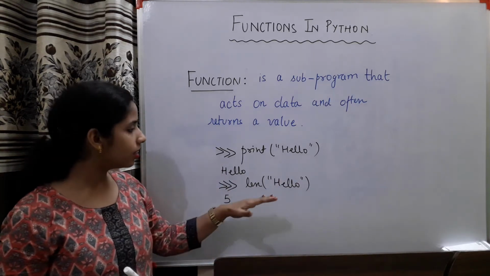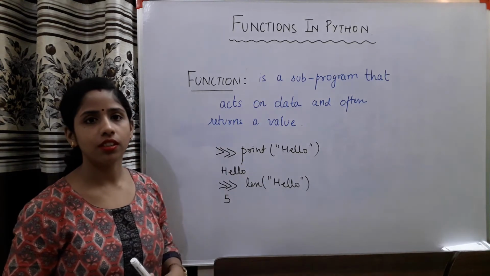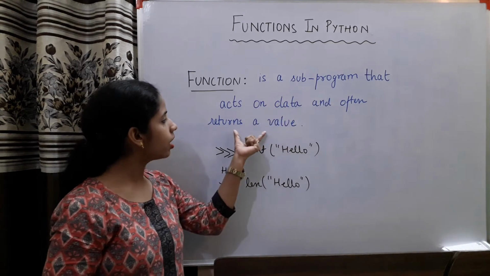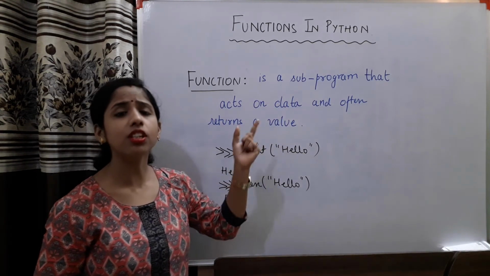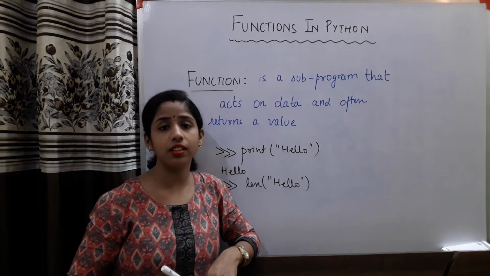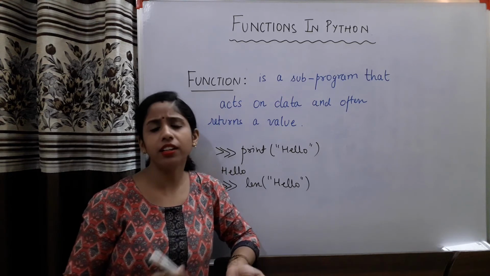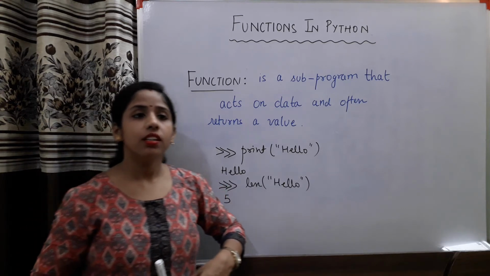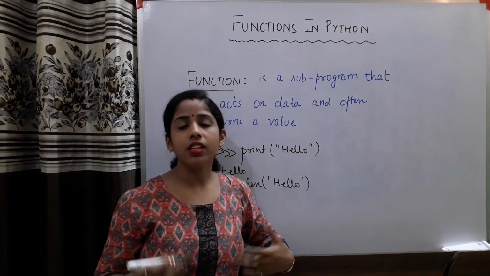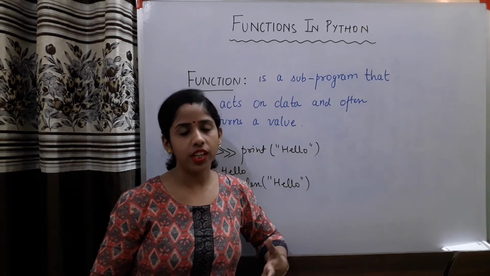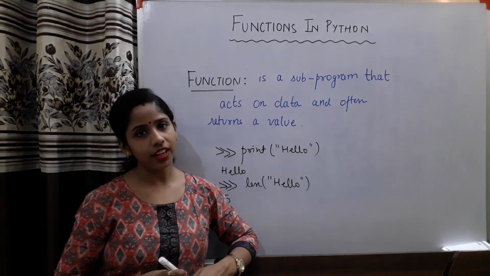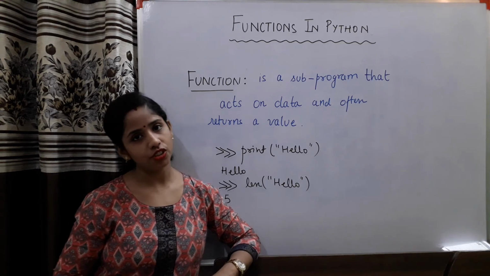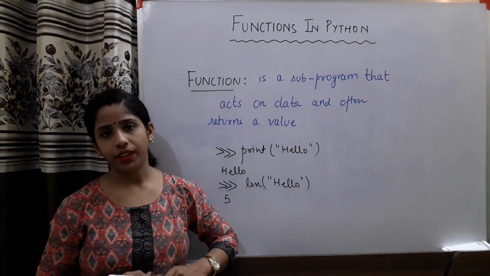And here you can see that len function is working upon this data and returning you the result. And this justifies the definition of function, that it is a part of a program which acts on data and often returns you a value. So it is not mandatory that a function returns a result, but it can and it may not. Right? So this is the basic idea or the reason why we use functions within programming. Right? So now let us see what are the advantages of using function in programming.